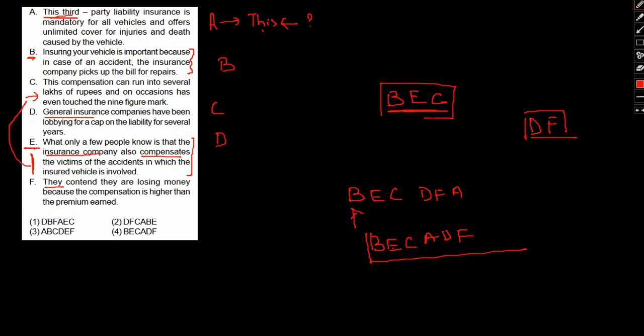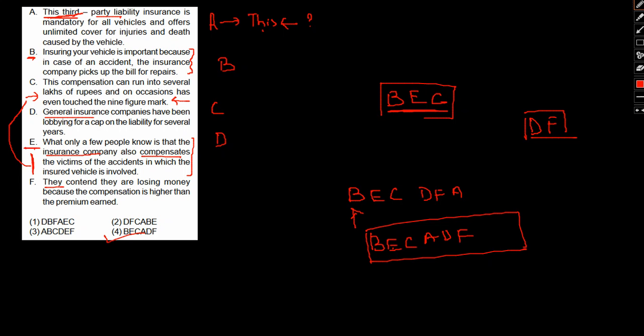Just by looking at the options, we can make out that this will be the correct one, but let us logically figure out why this option is correct. Let's go with A first. This third-party liability, which third-party liability are we talking about? This compensation. Third-party liability insurance is talking about the compensation that the company makes. So A will come after C. So option 4 will be the right answer.